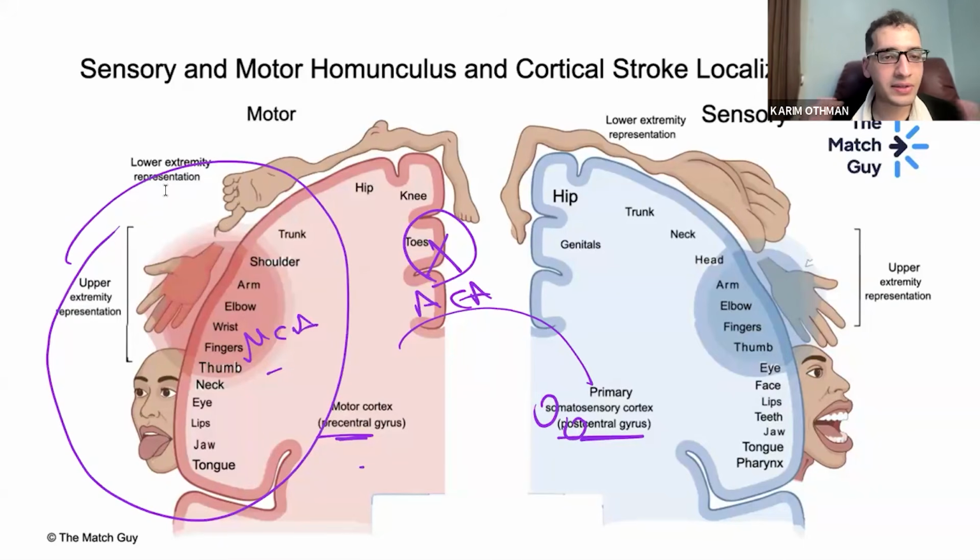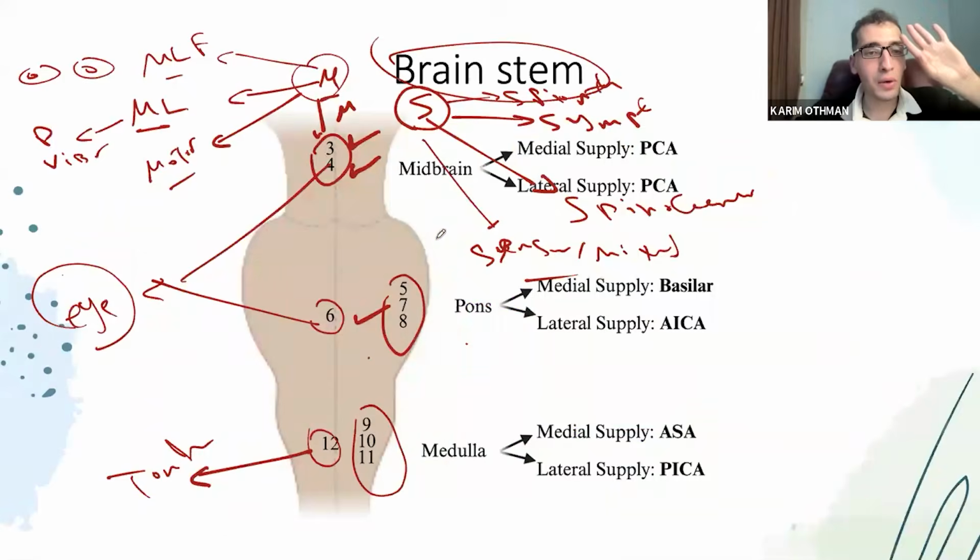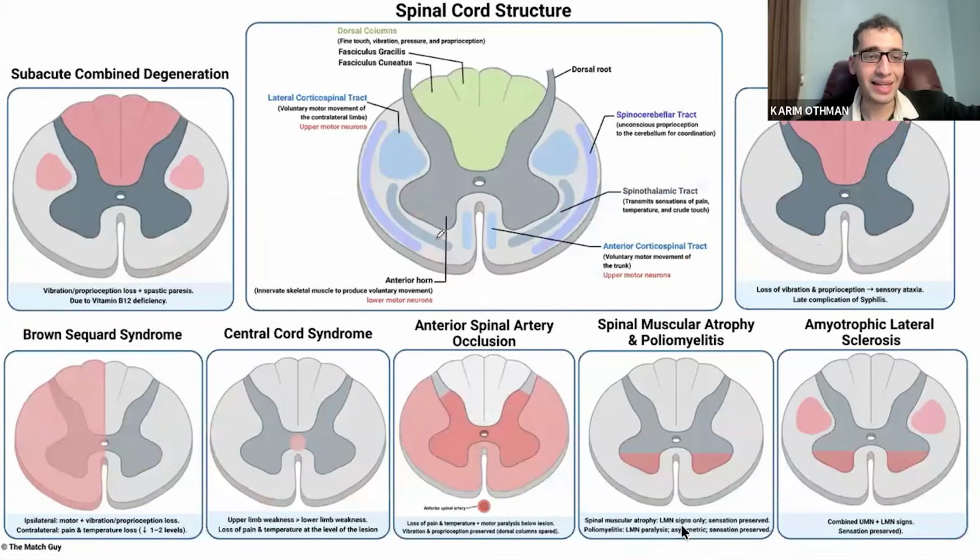So the rule is everything is contralateral in the brain, except the cerebellum and the cranial nerves, which are ipsilateral. This is in the brain, the cerebrum. This is in the brainstem. This is in the thalamus, the internal capsule, and all the structures. Now, the spinal cord has a different rule. So we will discuss the spinal cord together, guys.